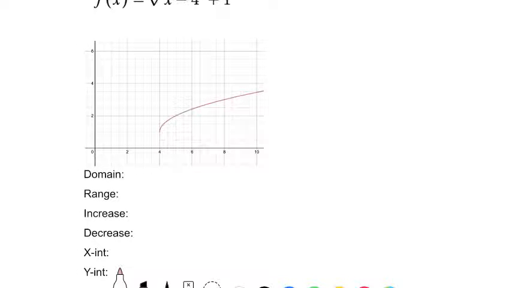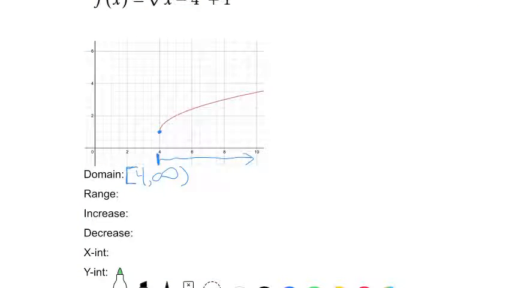Then we go on to the next one, and our graph is already given for us. So we're looking at our domain, range, increase, decrease, x-intercept, and y-intercept. So first we want to do our domain. Our smallest x value is going to be right at this +4. There is a dot at 4, so we're going to include it. So there's a bracket. And then it keeps going forever and ever and always. So it's going to go to +infinity.